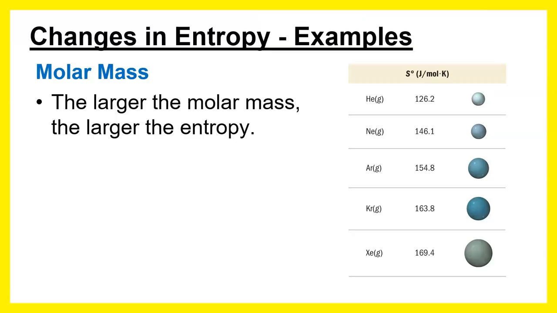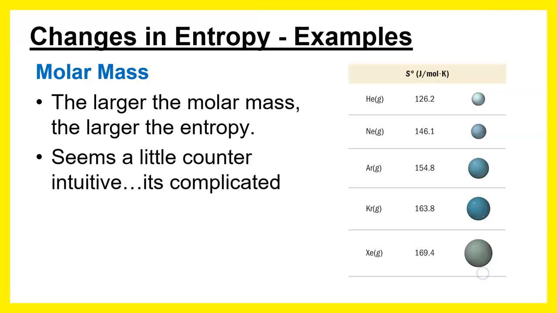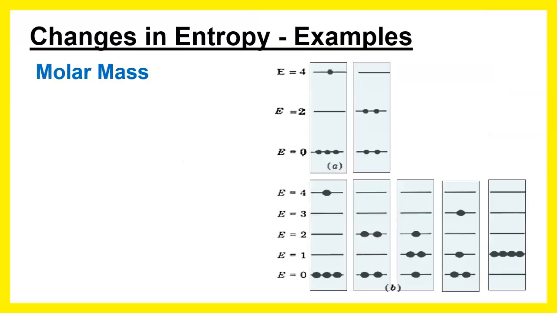Sometimes people say that seems backwards to them because they think, if it's bigger, they take up more space, so there's not as many places for them to be. So to them, they think that's backwards. The problem is that you're not thinking about the energy levels within the atom or molecule. So let's look at some examples here.